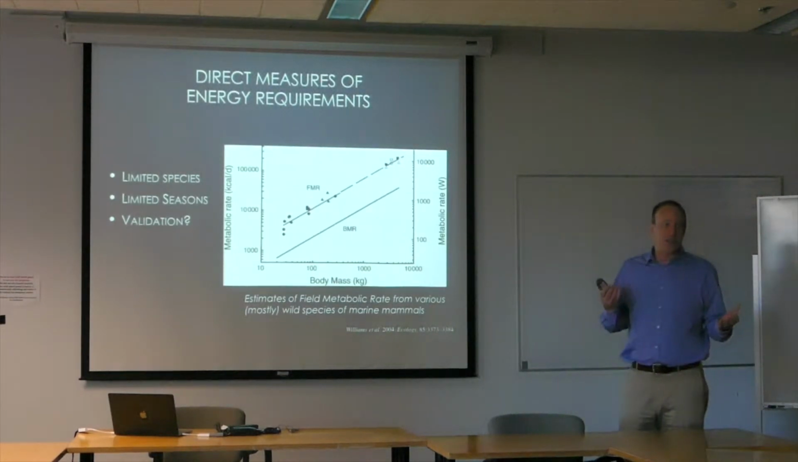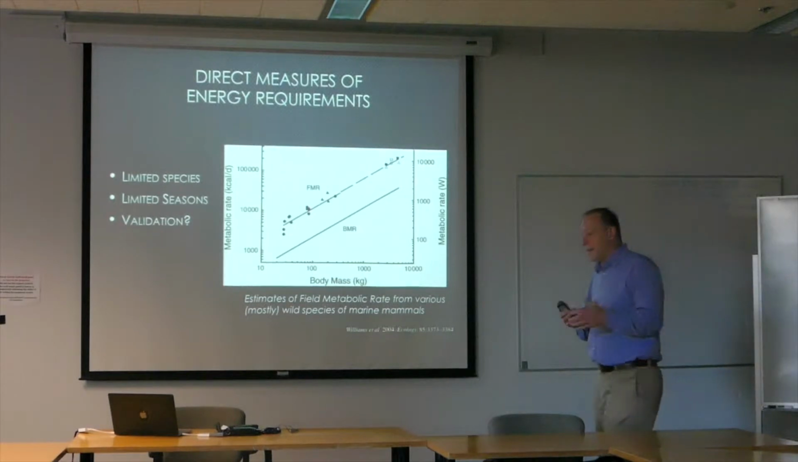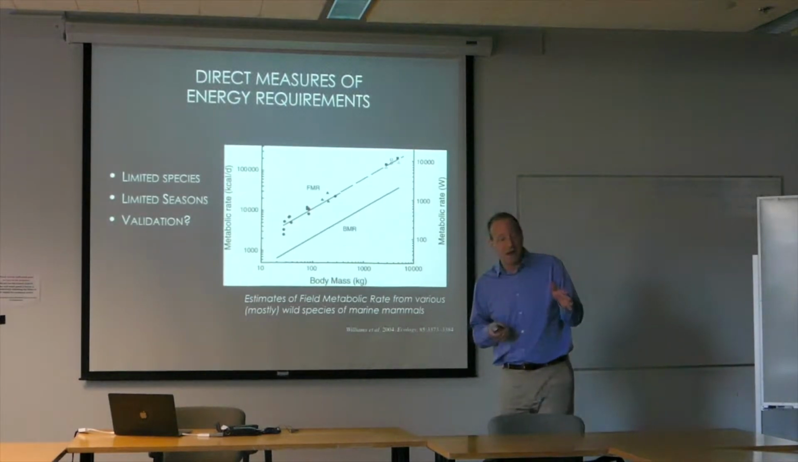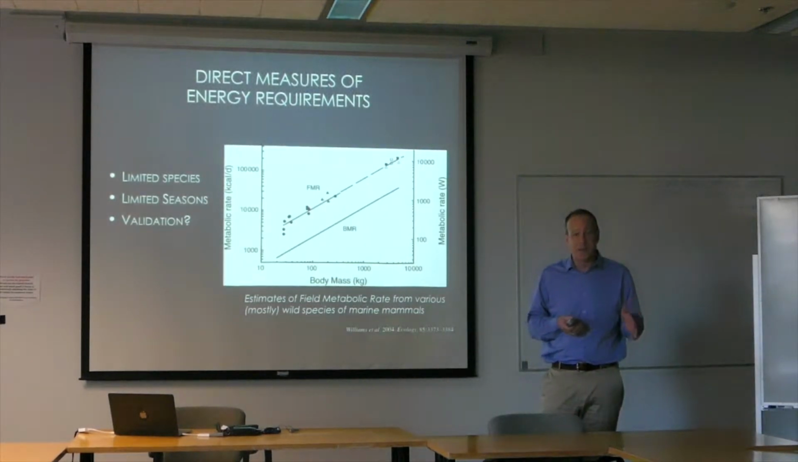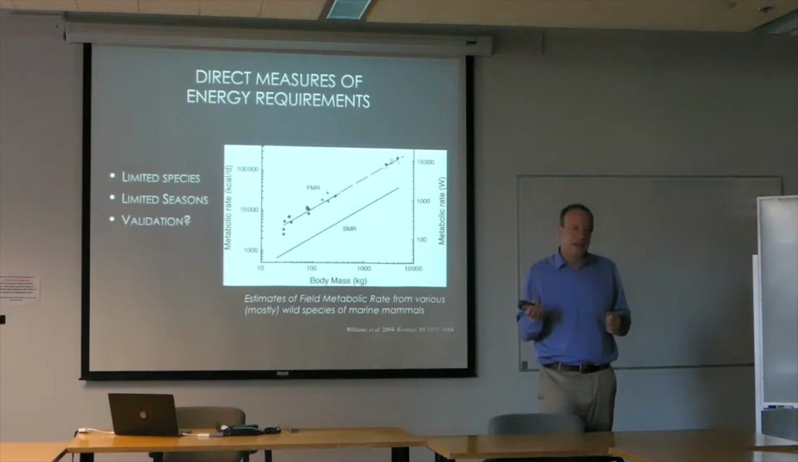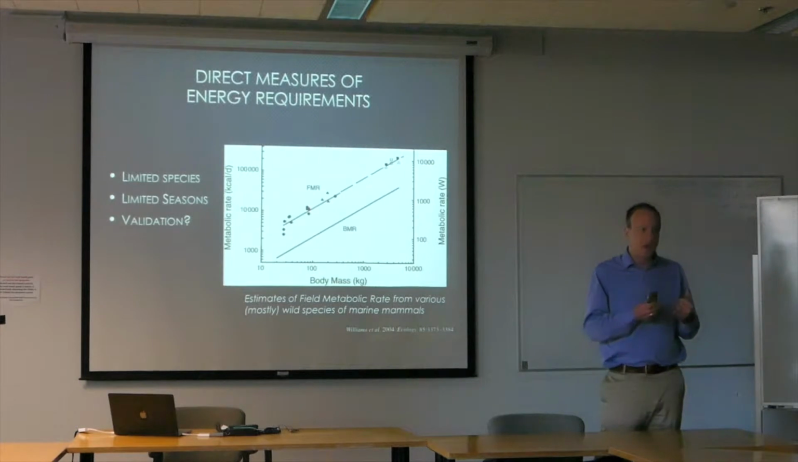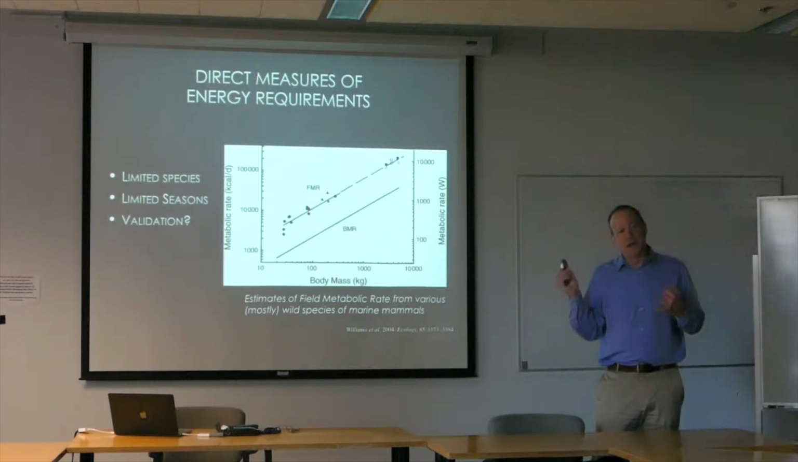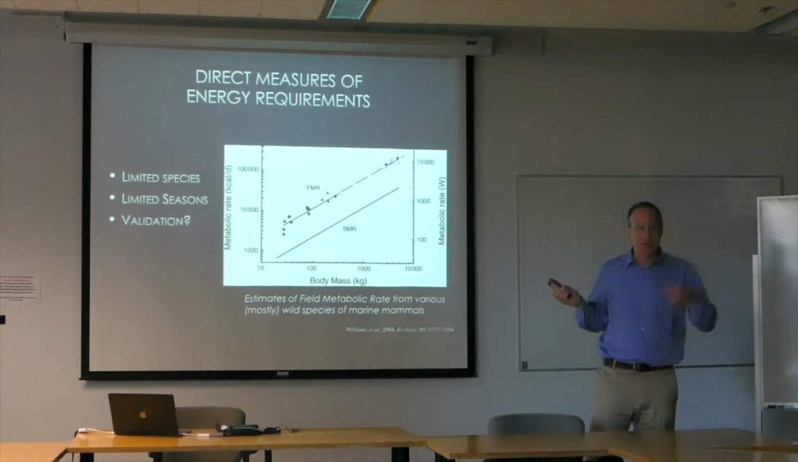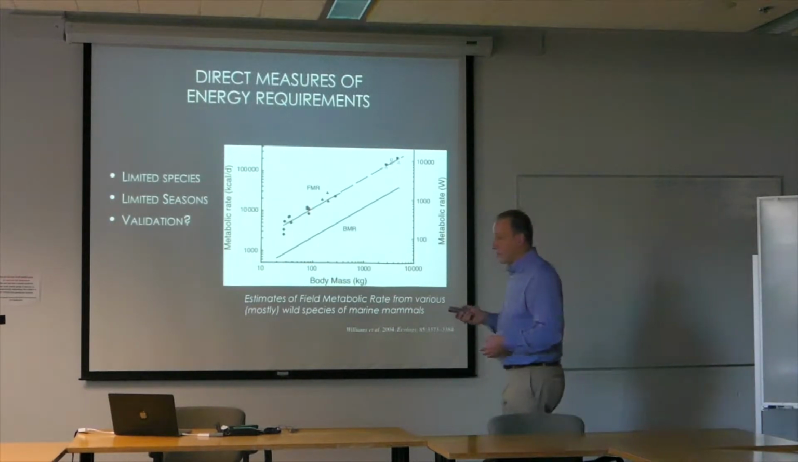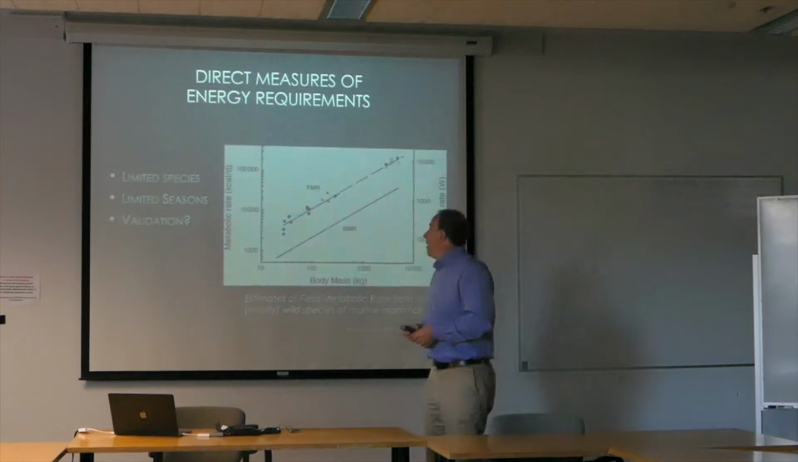They could only be done with a certain number of species. They were limited in the seasons that they could be done, which is very important when you're talking about energy expenditures. That's not constant through the year. And there was a question even whether the main technique, which was doubly labeled water dilution, was even valid for measuring energy expenditure in this group of animals. And I'll get into that later in the talk, the problems with that technique.